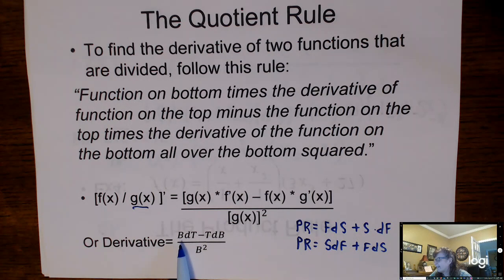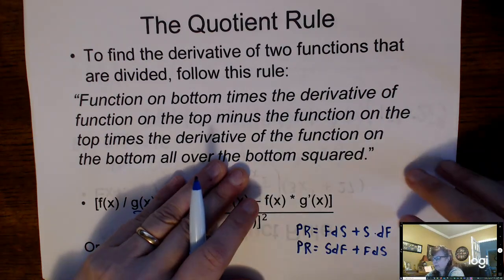Okay, and some teachers in high school teach it like, I think it's ho d high minus high d ho over, what is it, ho squared. But just remember to start with the bottom, because if you start with the top, you're going to get a negative error because subtraction is not commutative. All right, so let's try one.